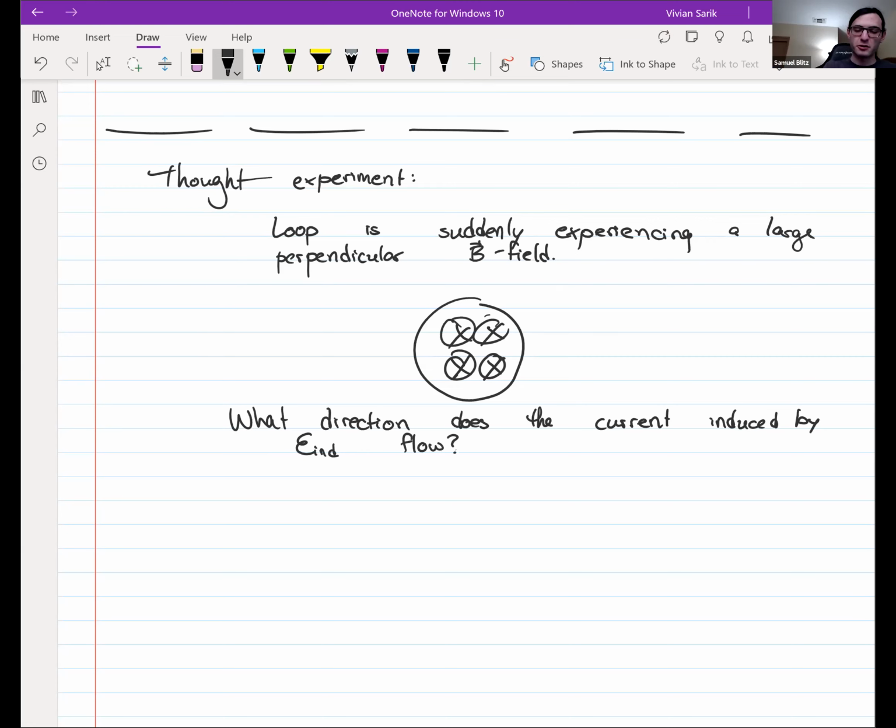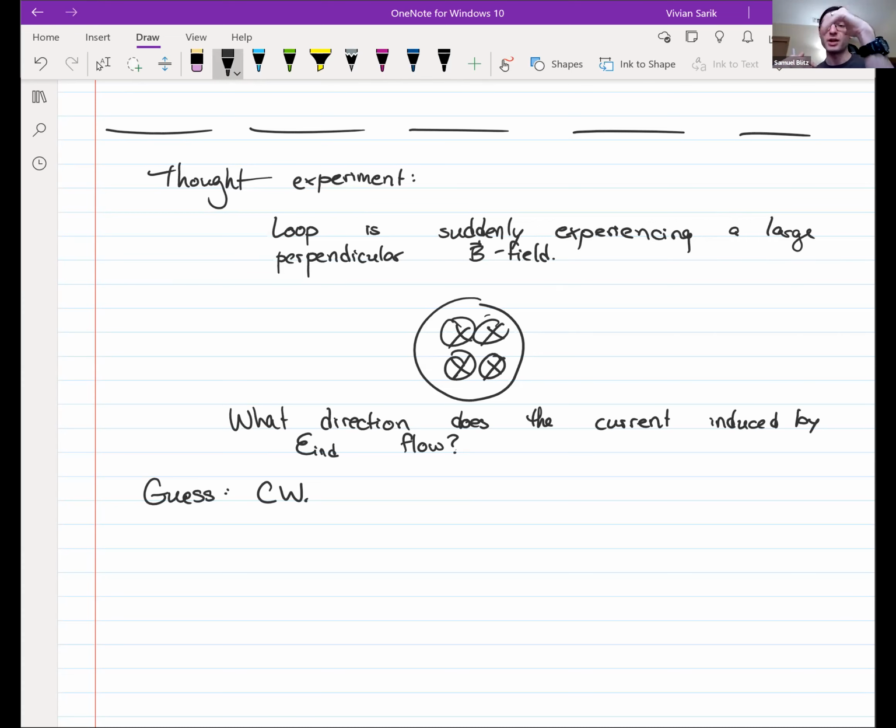So let's guess. Let's say clockwise. Right. So if it was clockwise, then the EMF that causes current to flow clockwise, that current will create its own magnetic field, right? When you have current flowing in a loop, there will be a magnetic field in the middle, and we can use the right-hand rule to establish what direction that magnetic field is in.